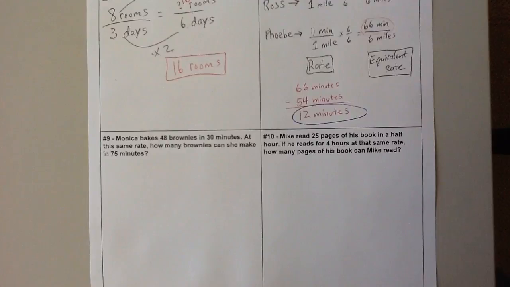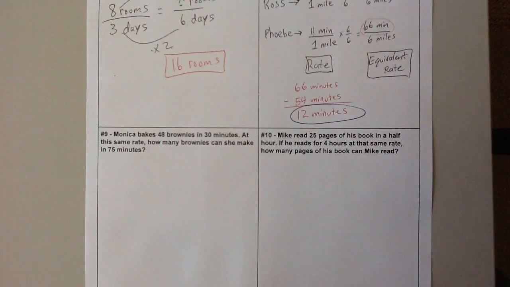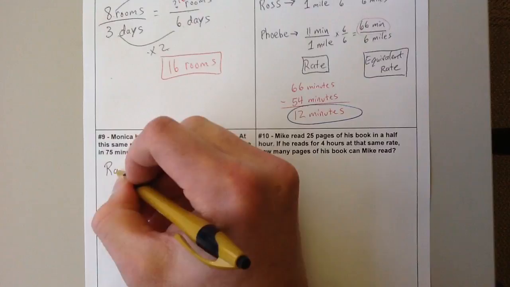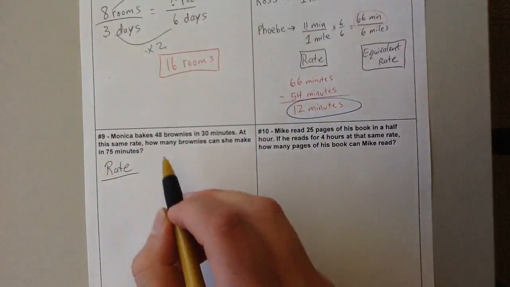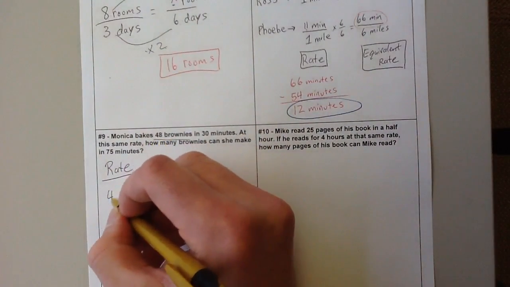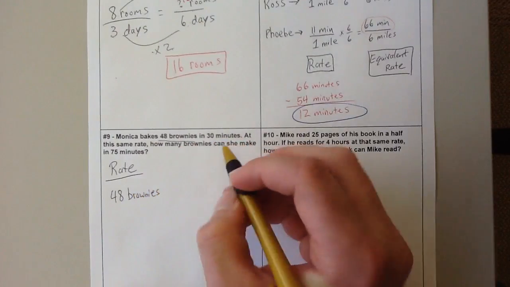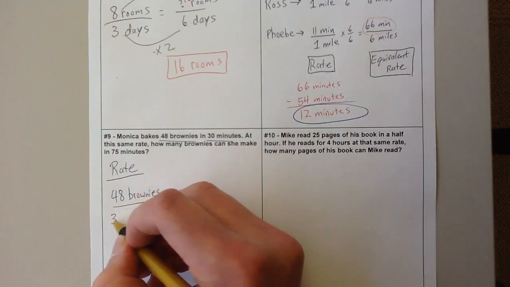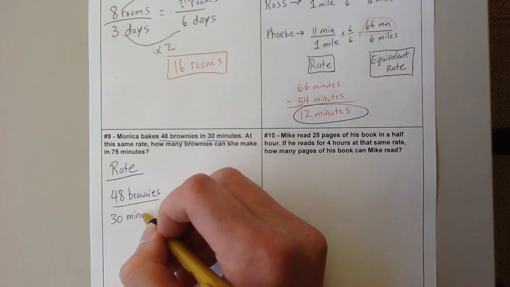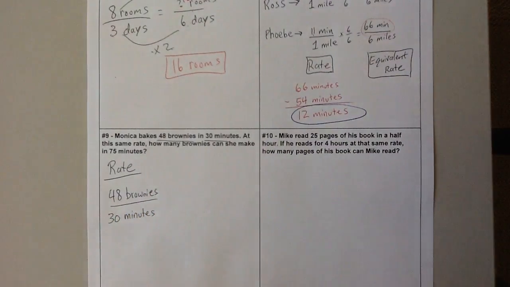Number 9. It says Monica bakes 48 brownies in 30 minutes. At the same rate, how many brownies can she make in 75 minutes? Okay, so let's first write the rate. The rate given is she bakes 48 brownies in how many minutes? 30 minutes. So I have 48 over 30. 48 to 30. That's the rate given to me.